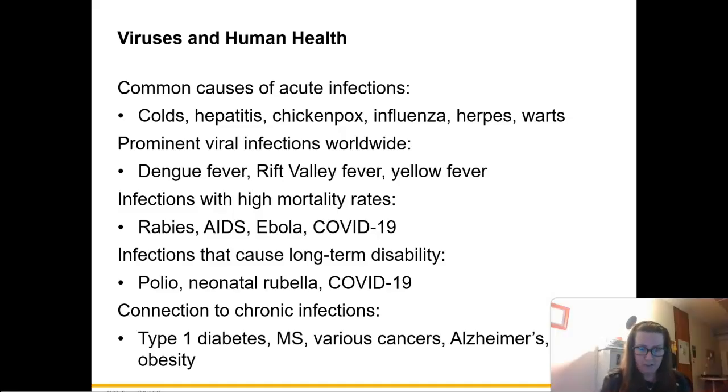We know that there's a number of seriously high mortality rates associated with viruses. We all remember COVID-19. We've heard about AIDS or HIV, Ebola, and rabies. Infections that cause long-term disability. So we've heard that with COVID-19, with the long COVID, of course, polio, and I mentioned neonatal rubella. Another thing that we know about viruses is that viruses are connected to some chronic diseases, including a variety of cancers, potentially Alzheimer's, obesity, and type 1 diabetes.